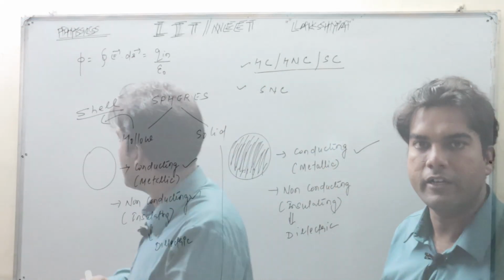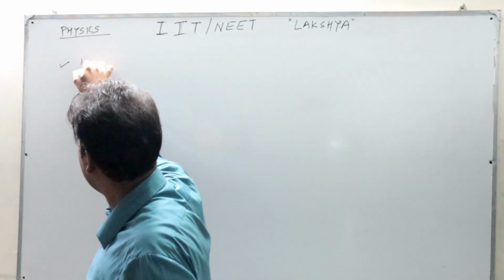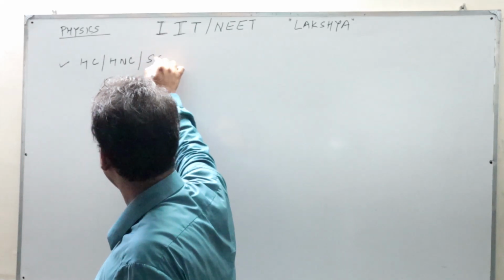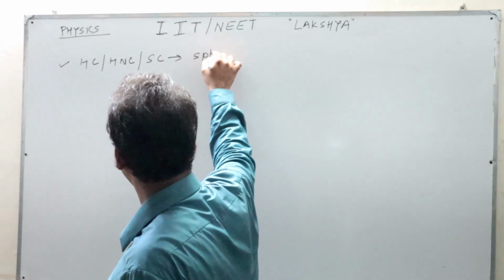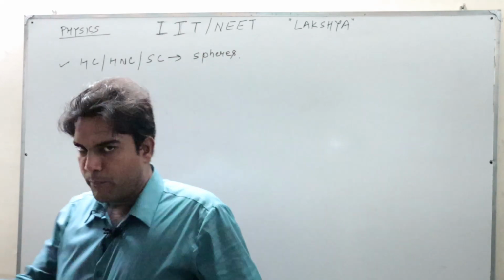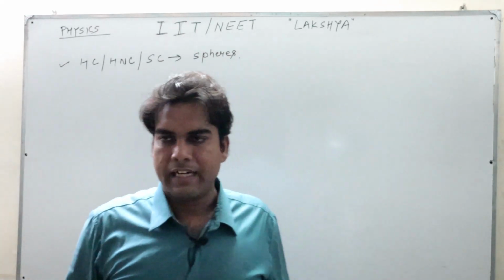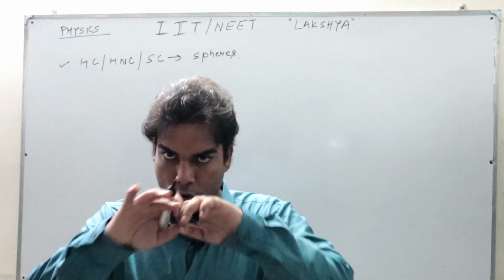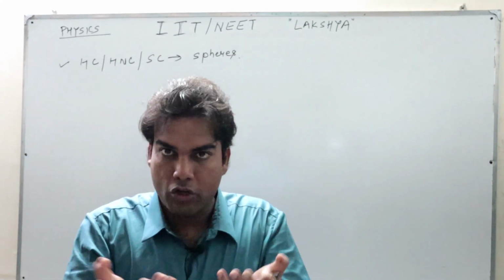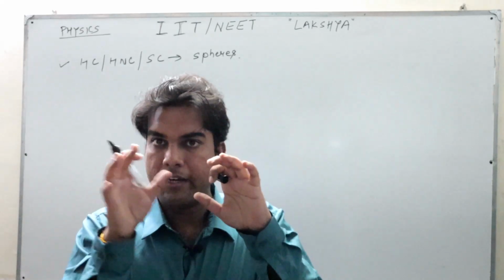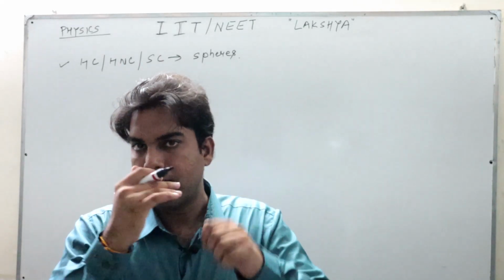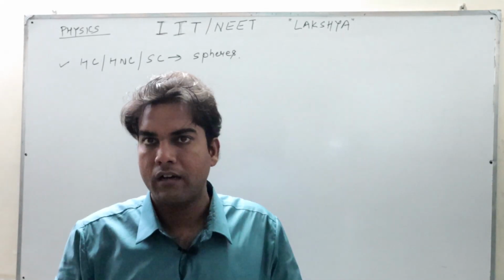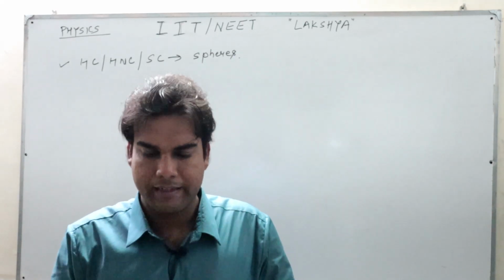So first we are going to take case 1, which is hollow conducting, hollow non-conducting or solid conducting. These type of spheres we are taking. Point number 1 that should be clear to you is that whenever we give a charge to a sphere, this type of sphere, whether it is a hollow conducting body, a hollow non-conducting body, or a solid, means something is filled inside, conducting body. Conducting means metallic body is a good conductor of electricity, and is a metallic body basically.